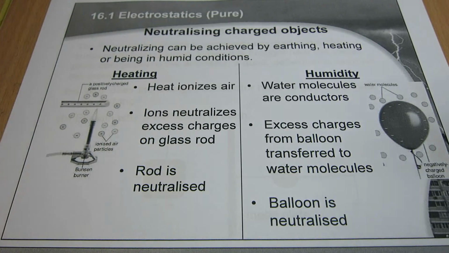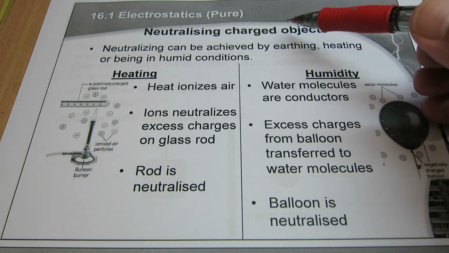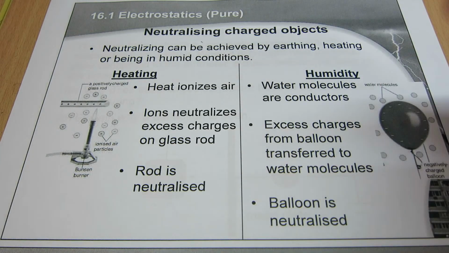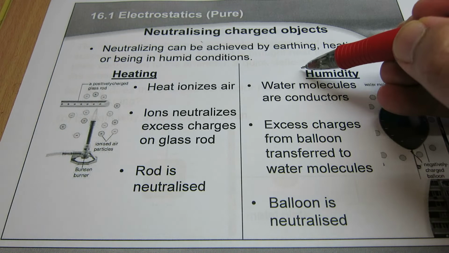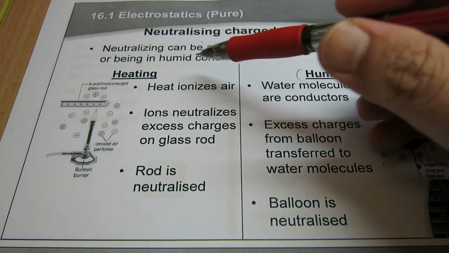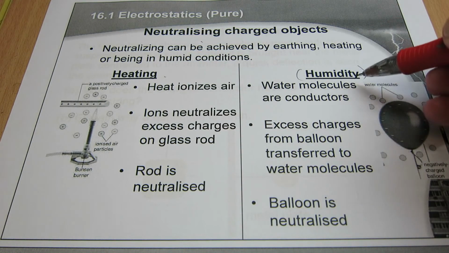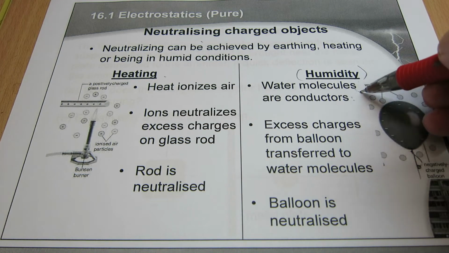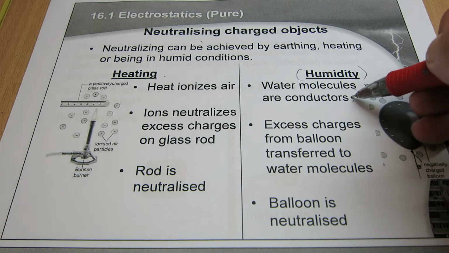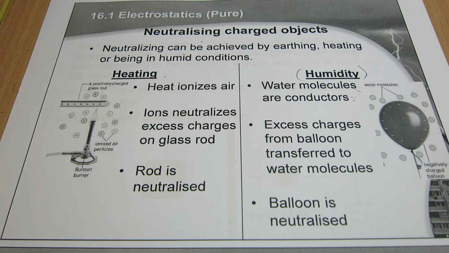Now, how does one neutralize a charged object? Just now we talked about charging. How do I neutralize the excess charge? There are two ways in which we do this: humidity and also heating. Now, in Singapore, we rarely have any gas station fires caused by excess charge being built up.